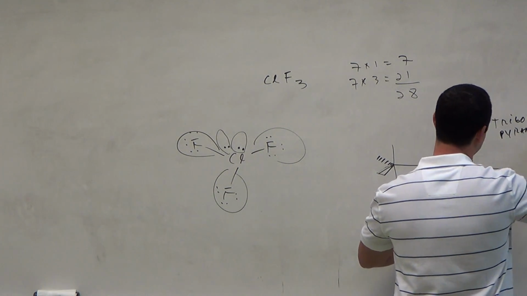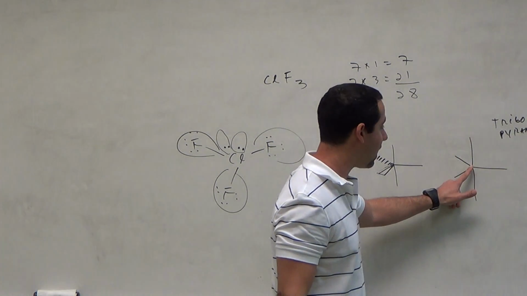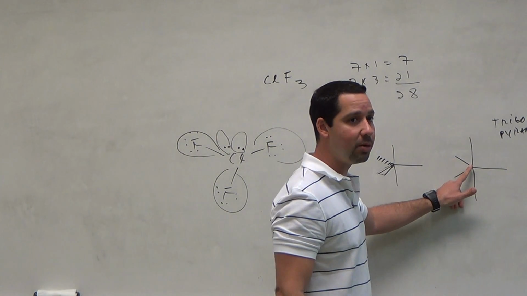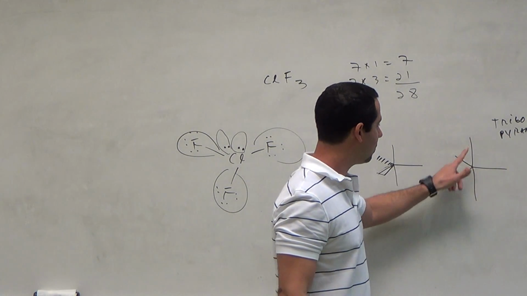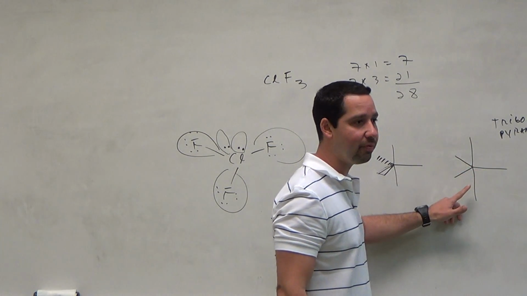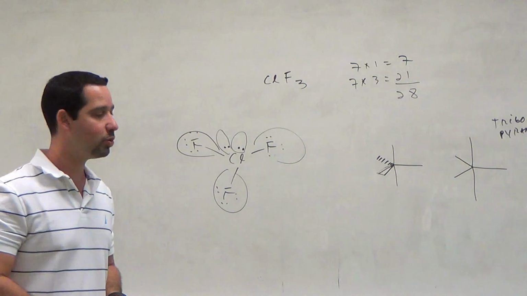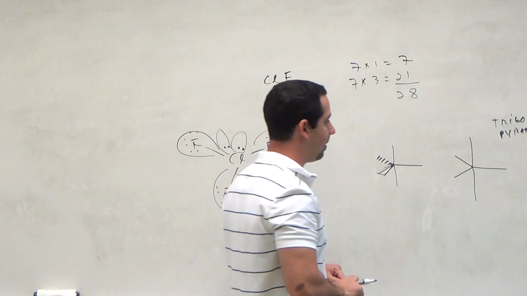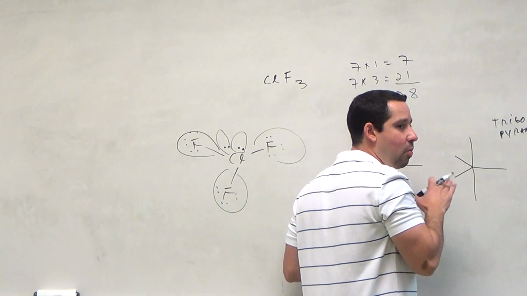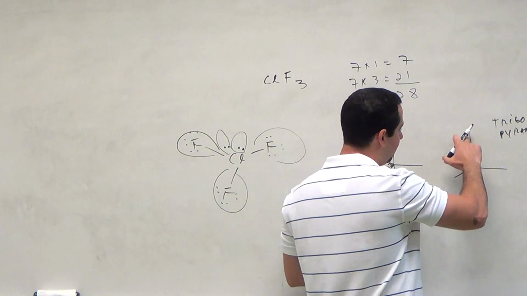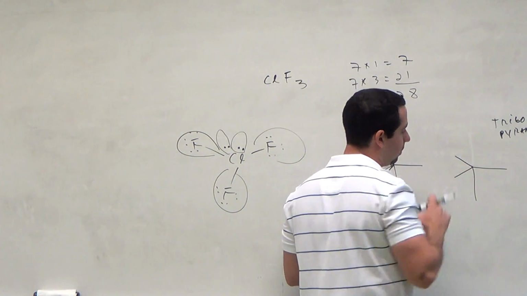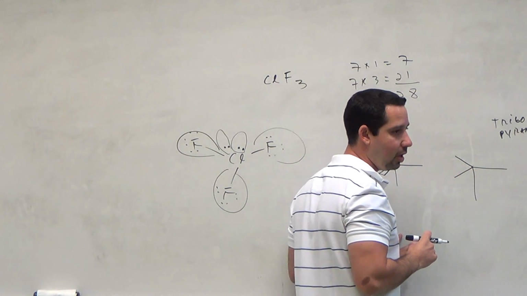bipyramidal. Yes or no? So if I had a central atom with how many bonds to it? 1, 2, 3, 4, and 5. With 5, it will be called trigonal bipyramidal. That's the first one we did last week. If I take one of them away, where do I take it from? Do I take it from here? No, I don't take it from there.